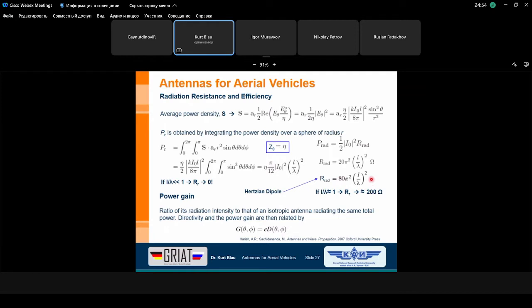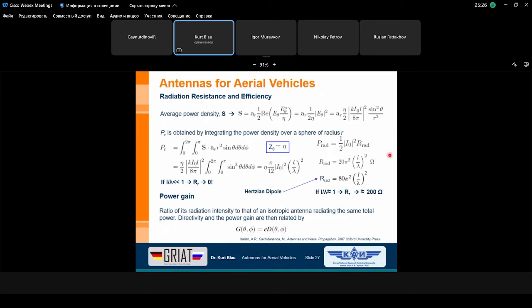Means the Hertzian dipole here is assumed as two very close charges, very close together, not as a line element, like a very, very small wire. In this case, it's two charges very close together. It should be much smaller than a very small wire or very small dipole named Hertzian dipole.